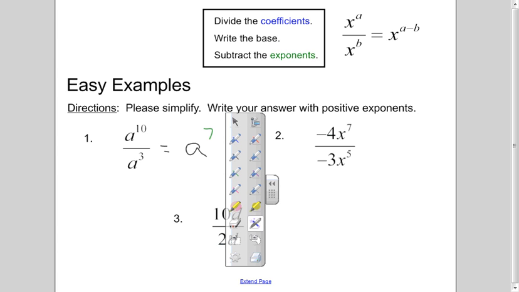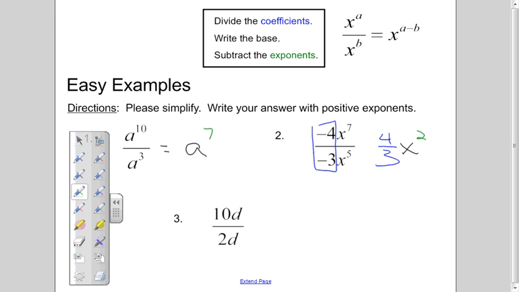Okay, so in this second problem, we have negative 4x to the 7th divided by negative 3x to the 5th. So I will, in fact, divide my coefficients and get negative 4 over negative 3. It's just going to be the fraction 4/3 when I simplify it. Probably better to say that than round it off to a decimal of 1.3 repeating. I'm going to write my base, and then subtract my exponents of 7 and 5 and get 2, making the answer 4/3 x squared.